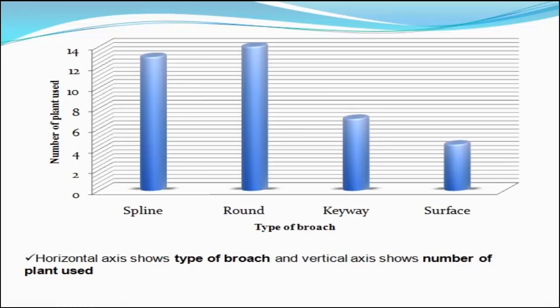The third graph shows the number of plants used and the type of broach on its vertical and horizontal axes respectively. We could see that the number of plants used in round broach is maximum, that's why it has reached 14, followed by spline, then keyway, and surface is the minimum.